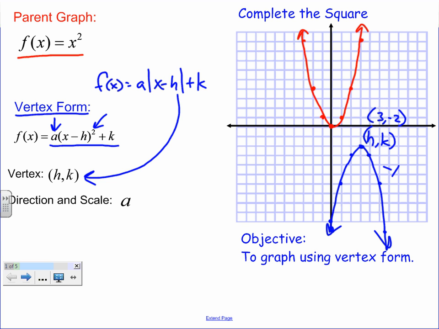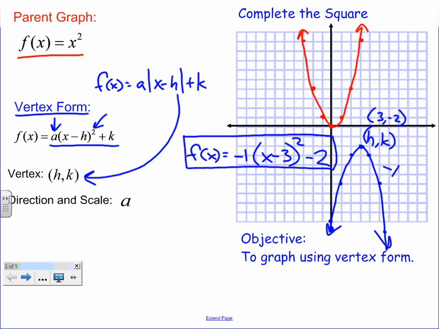And our a value here is -1. So how would I write this in vertex form? Very quickly, okay? I don't have to factor it out or multiply it out. I simply say, well, the function is equal to a value, -1, times x minus 3 squared plus a -2. I can just write it like this. So that is the equation of that curve.